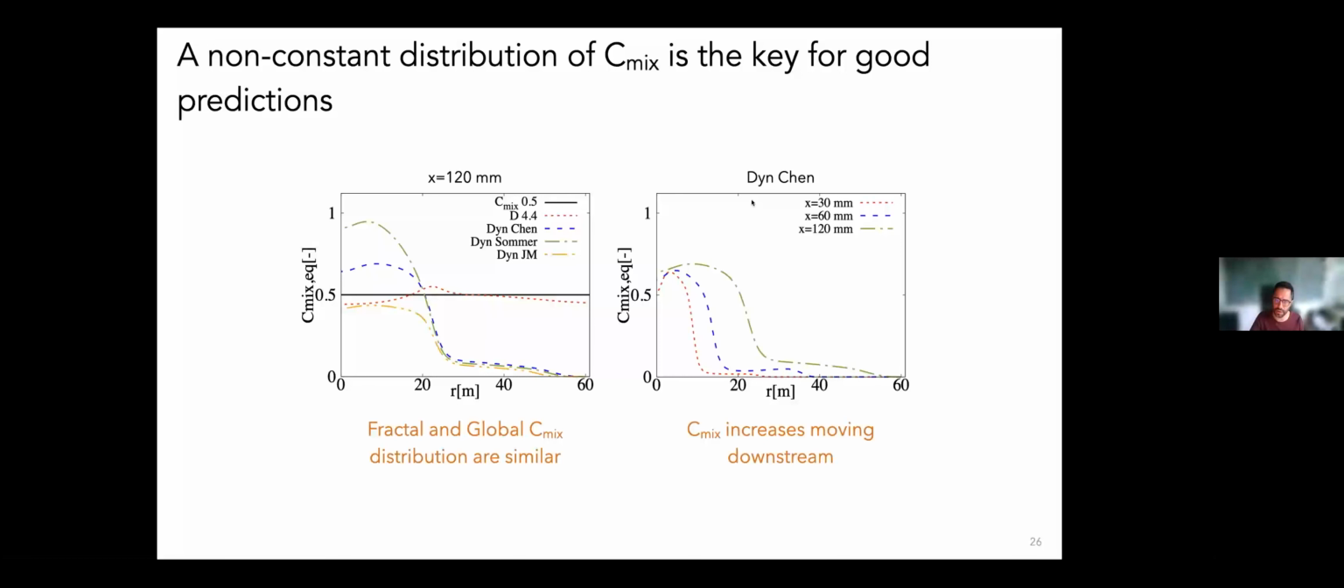What is also interesting, if we look now at a dynamic model, a local model, in this case the local model with the coefficients of Chen, is that this C mix basically increases moving downstream, and then you see a decrease. In particular, if you compare 30, 60 and 120, you realize that you have higher C mix as you go further upstream in the flame. But the key observation here is that a non-uniform distribution of C mix is obtained with these local models, and this is really important to achieve good predictions, not for the main species, as I was mentioning before, but for the minor ones.